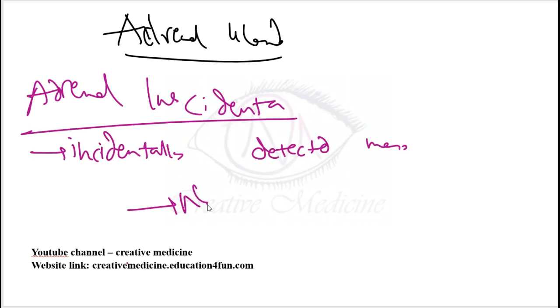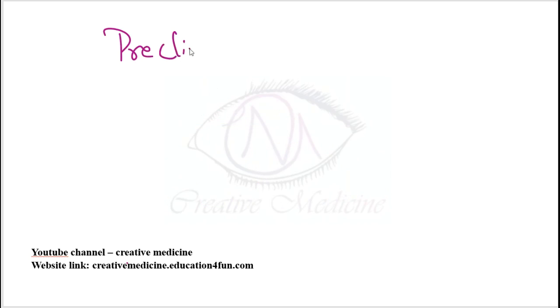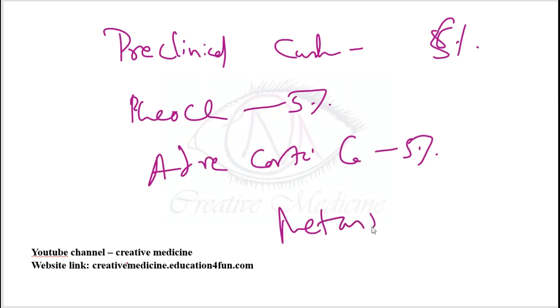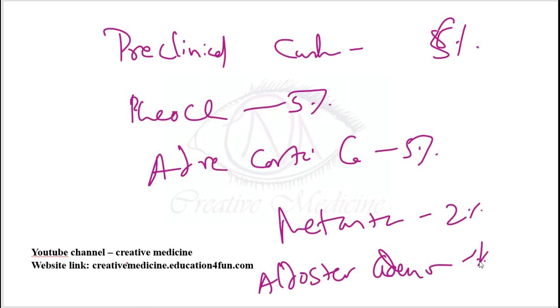So these are mostly non-functioning adenomas. Almost 82% of incidentalomas are non-functioning adenomas. Then preclinical Cushing syndrome will be seen in almost 5%, pheochromocytoma in 5%, and adrenocortical carcinoma in 5%. Metastatic carcinoma is seen in 2%, and aldosterone producing adenoma in almost 1%.